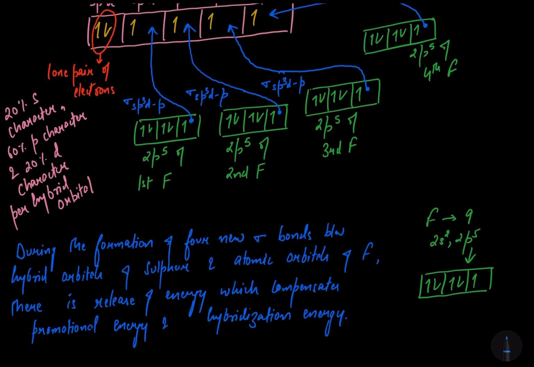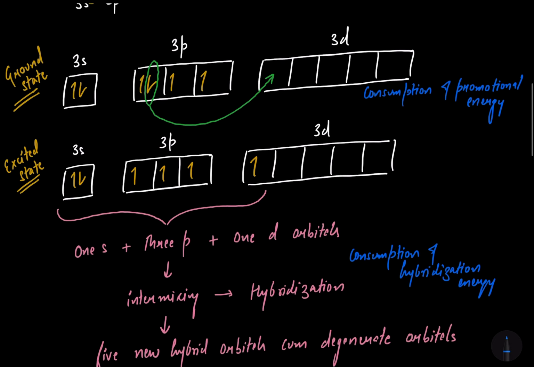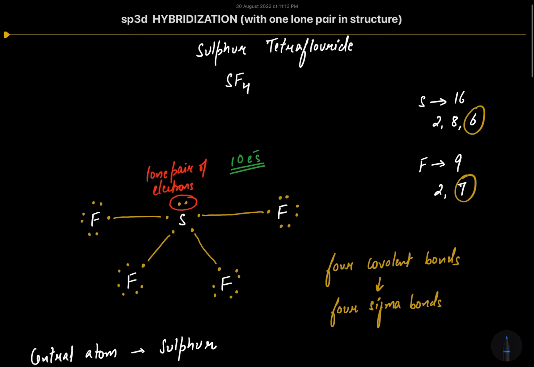So whenever all the endothermic processes, the promotional energy and hybridization energy, are compensated by the energy released during the formation of 4 new sigma bonds, the formation of that molecule, that's SF4, is chemically feasible, or we can say practically possible. So that's all about the hybridization, that's sp3d, with one lone pair in the structure. I hope you all understood it.